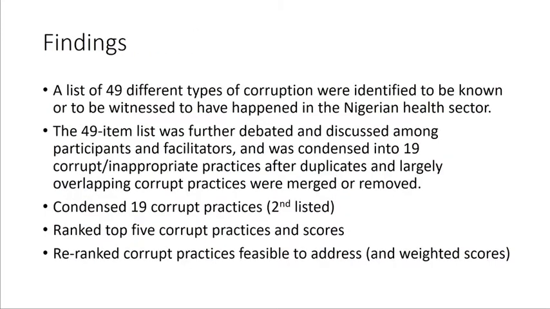So the participants identified 49 different types of corruption at the primary health care level. But we then condensed the 49 because some of them were overlapping. So we condensed the 49 types of corruption into 19 types. So there were basically 19 major types of corrupt practices at the primary health care level. And then the participants were asked to rank them.